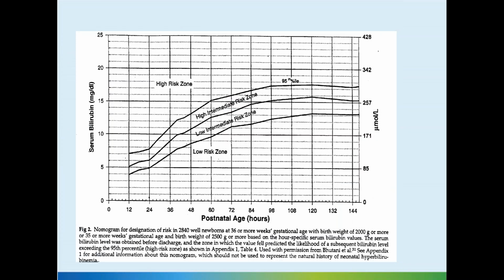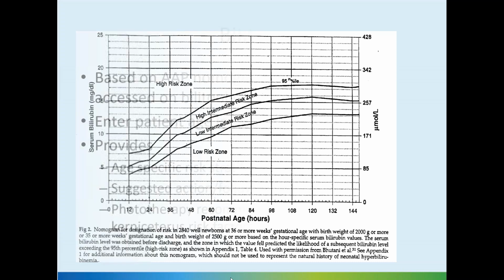Bhutani charts are one of the premier options we have to monitor the risk zone under which the baby falls. There is the age on the x-axis and the serum bilirubin on the y-axis. You have both micromoles and milligrams on either side. It categorizes the babies into low risk zone, low intermediate risk zone, high intermediate risk zone, and the high risk zone. This predicts which baby is going to reach a level needing phototherapy and also guides us on how quickly we should see them at follow-up.